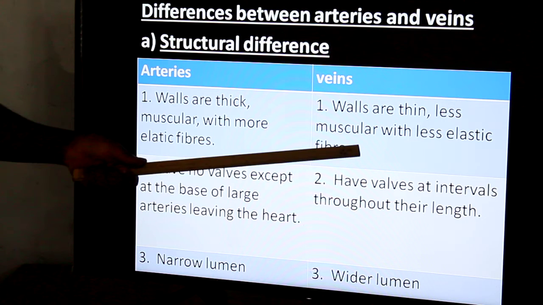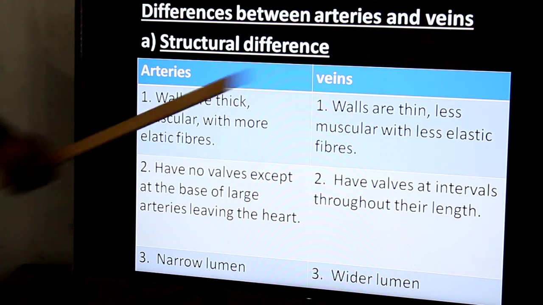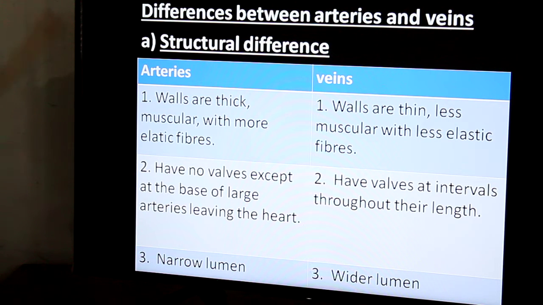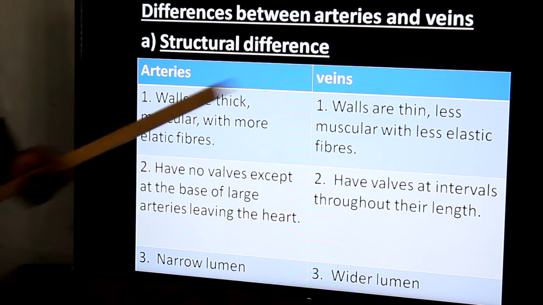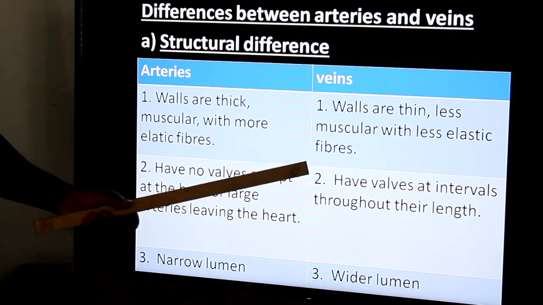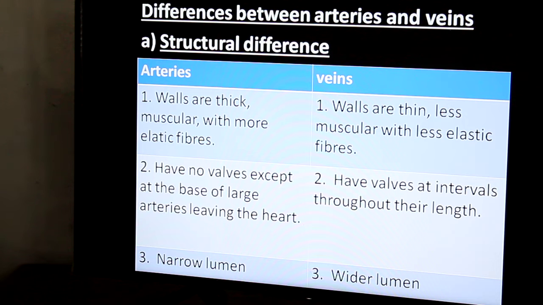But veins have walls which are thin, less muscular, with less elastic fibers. The walls are thin and less muscular in veins. Why? The blood normally flows in veins under low pressure, smoothly. So that is a structural difference.